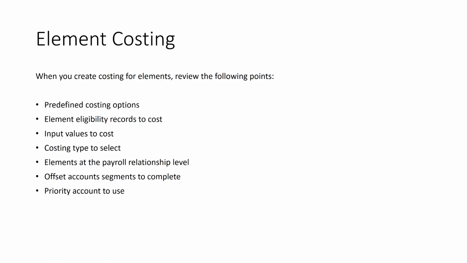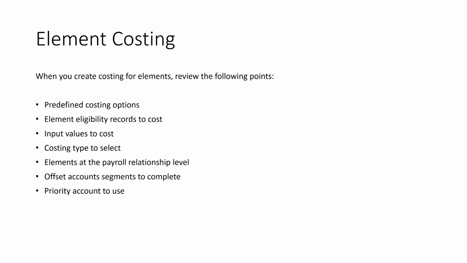The next one is costing type to select. We will talk about what is meant by costing type. There are various costing types available. There could be costed, fixed costed, and no costed elements available. We will see the definitions in a bit. But here the costing type of this element is costed.